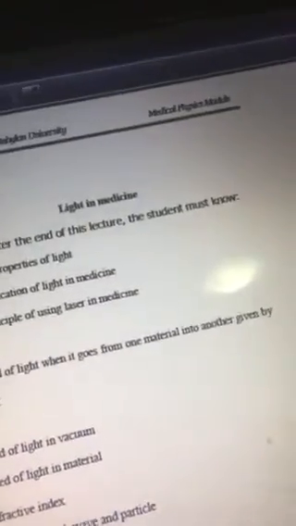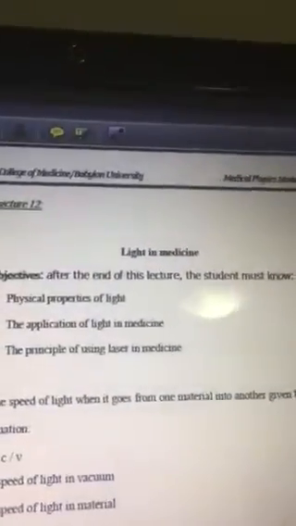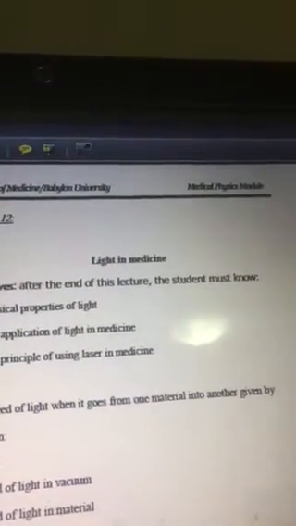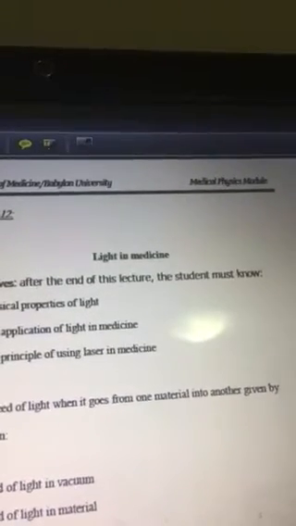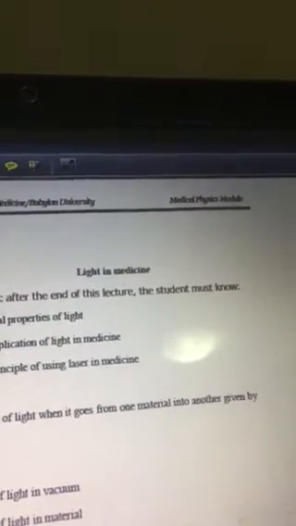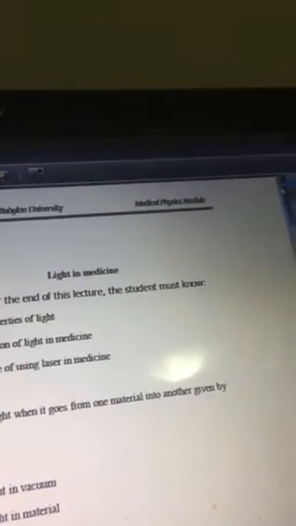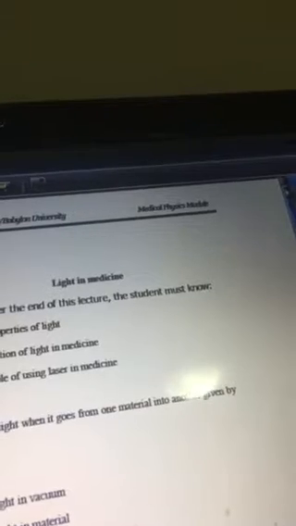laser in medicine. You already have an idea from secondary school about light and the speed of light, which is governed by the equation N equals C over V, where C is the speed of light in vacuum, V is the speed of light in a material, and N is the refractive index. Light behaves as both wave and particle: wave interference plus diffraction, and for the particle, absorption by single molecules.